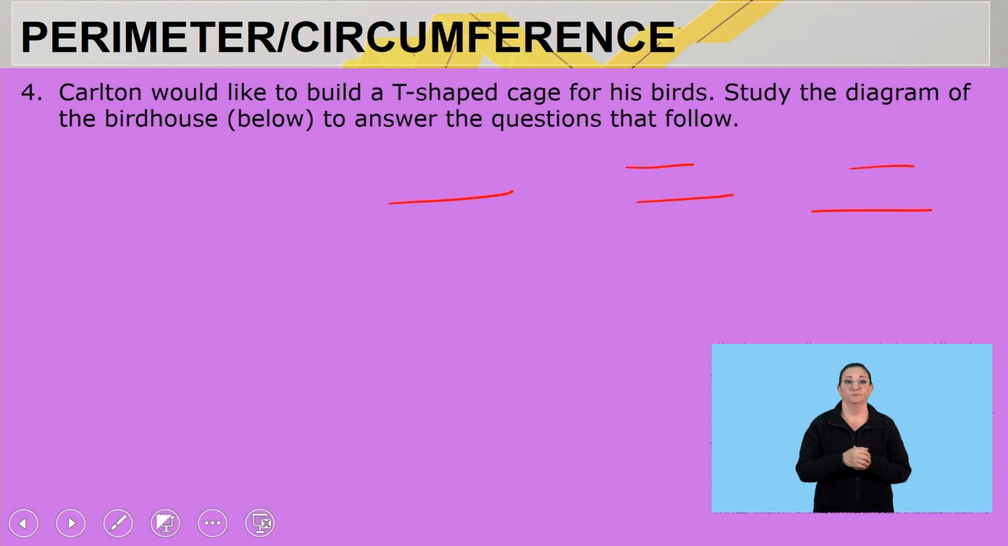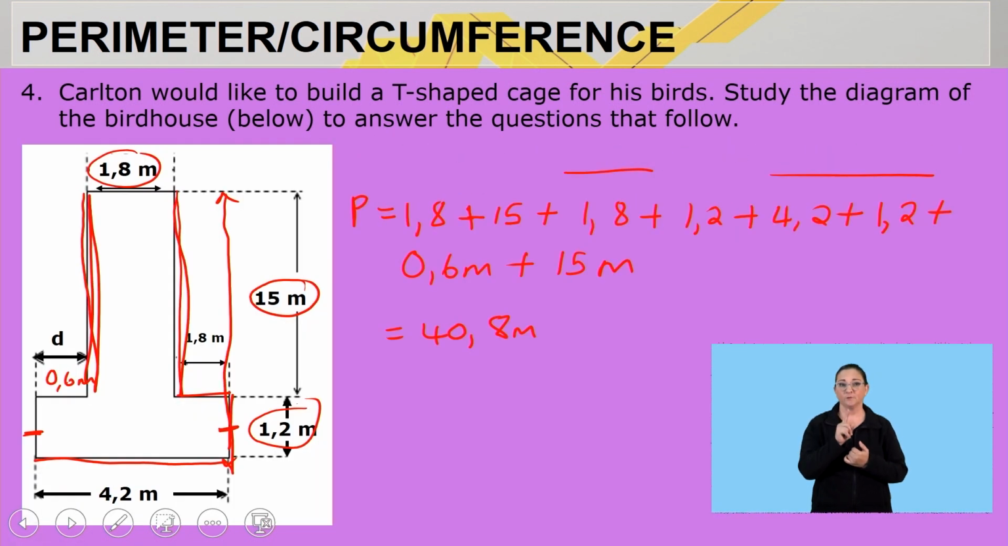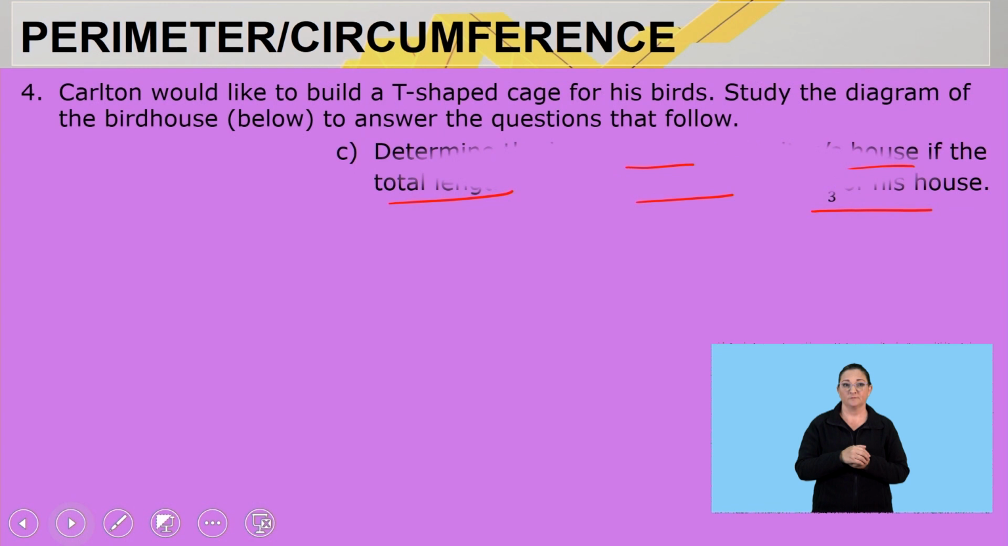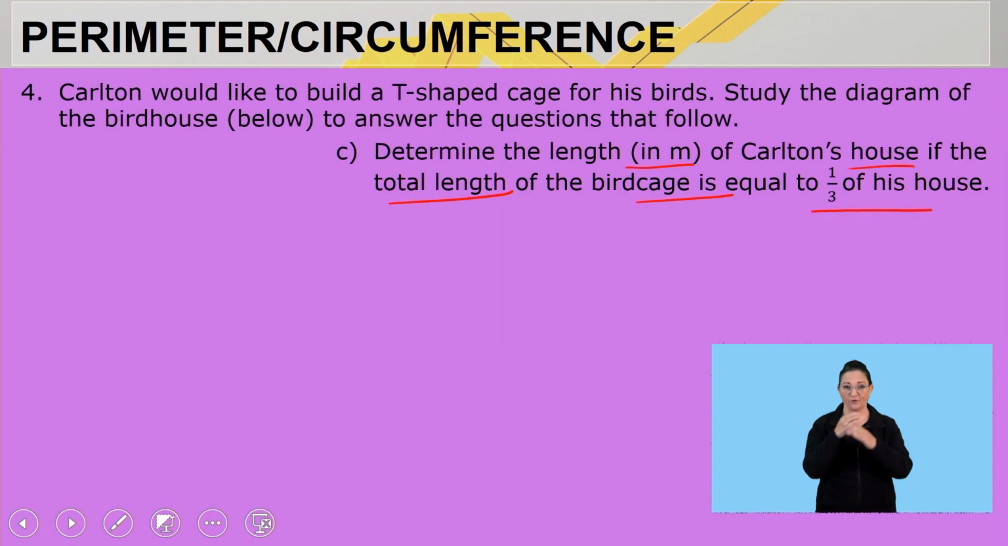All right. Now I will move on to our question at hand. So basically here, I'll then say the total length of his house. That is what we must calculate. Determine the length in meters of his house. So we will then take the 16.2 meters. Remember we are saying, if the total length of the bird cage is equal to 1/3 of his house, so that we will need here.